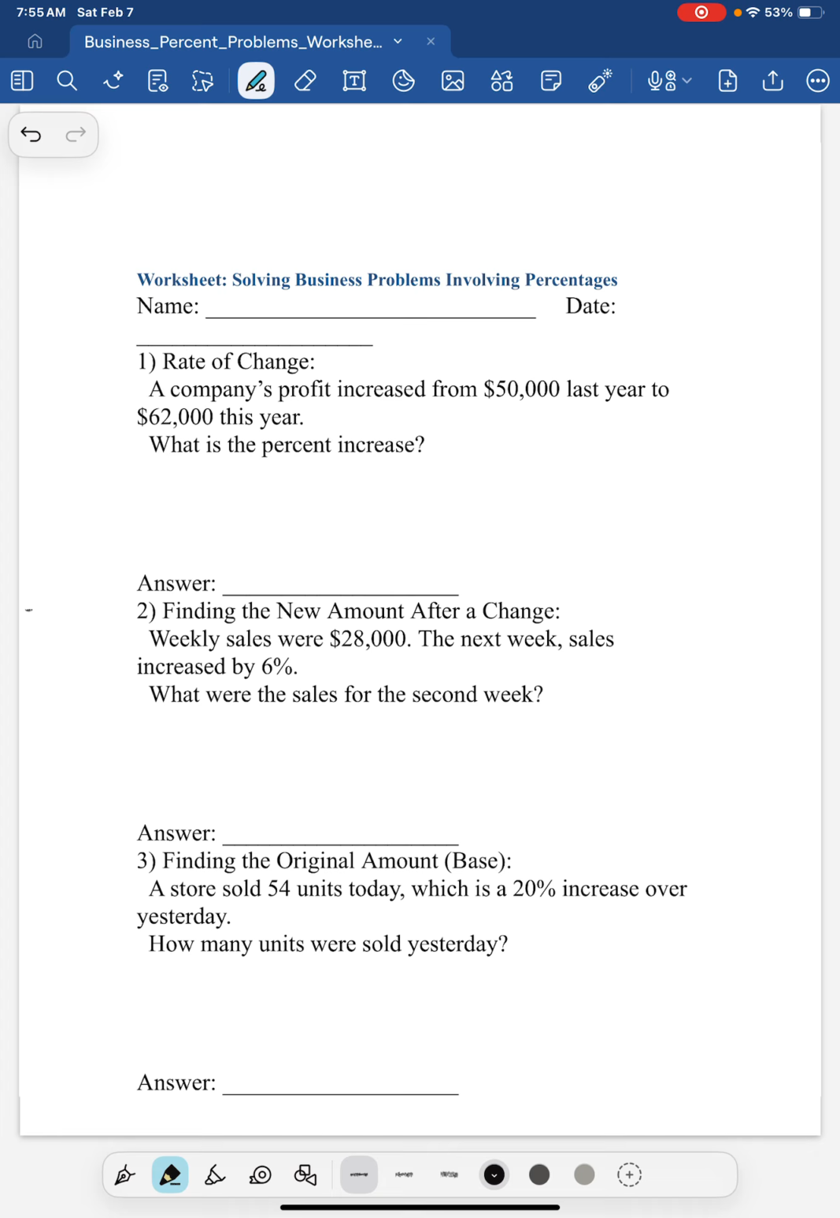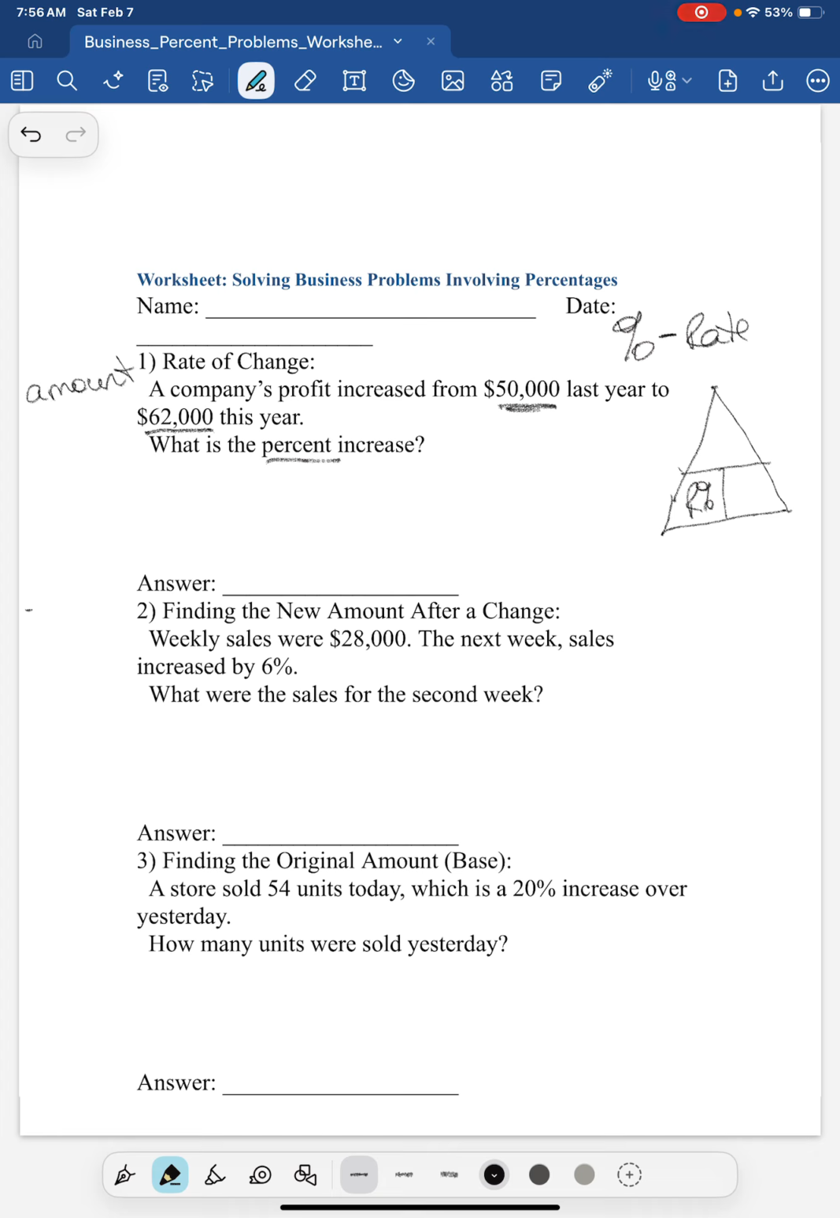And first, we're going to look at rate of change. We see that a company's profit increased from 50,000 last year to 62,000 this year. And we're looking for the percent of increase. So we're looking for percent, which we know is going to be rate. So we can make our triangle for this one. And this is what we're looking for, right? We're looking for that.